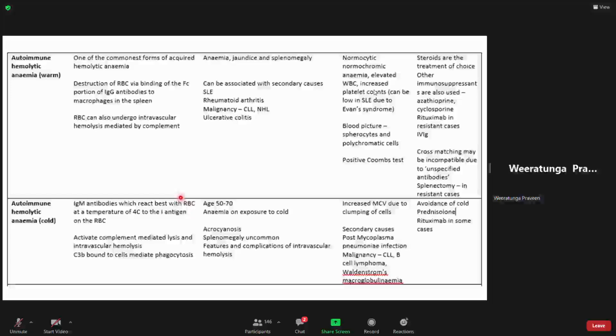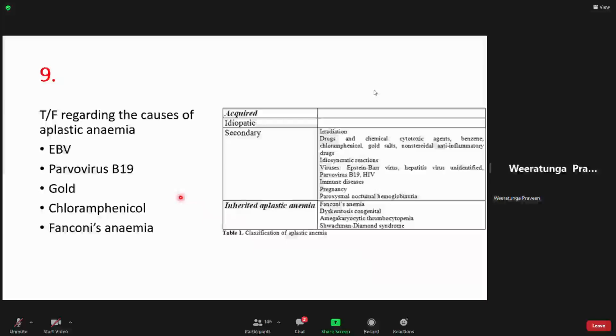So I assume that you now have a relatively good picture of the differences between warm and cold autoimmune hemolytic anemia. Any questions up to now? Do you have any questions, children?